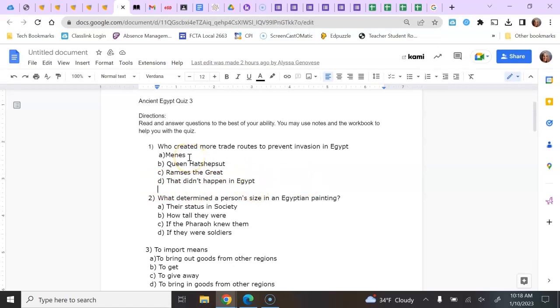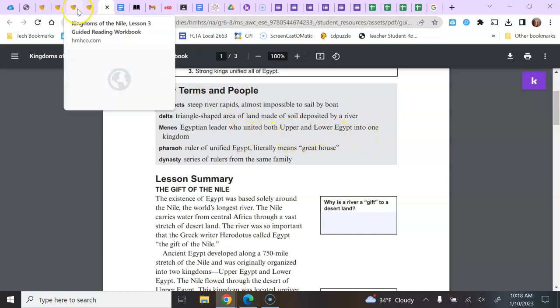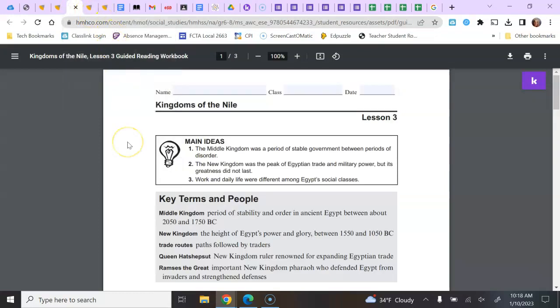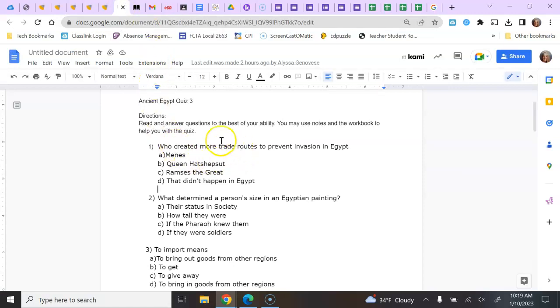So you can find King Menes in workbook 1 in the key terms and people box. And Menes was an Egyptian leader who united both Upper and Lower Egypt into one kingdom. Queen Hatshepsut you can find on the key terms and people box for lesson 3. And she was a new kingdom ruler renowned for expanding Egyptian trade. And then Ramses the Great is right below her, important new kingdom pharaoh who defended Egypt from invaders and strengthened defenses. So who created more trade routes? Was it Menes, Queen Hat, or Ramses the Great?